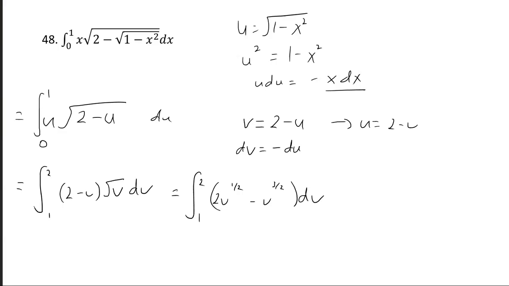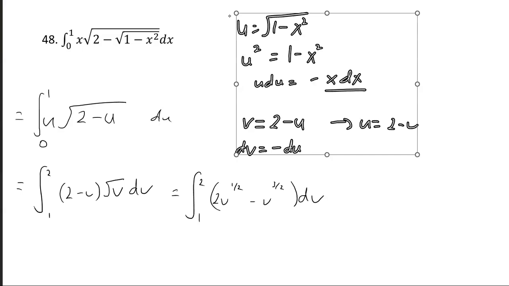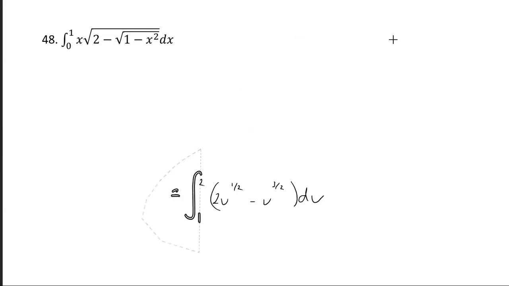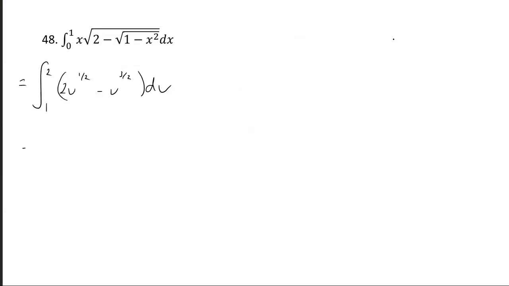Okay? This is a definite integral, so I can technically erase all this since I changed my limits of integration. I need space, so I'm going to shift things up now. So then this becomes 2 times 2/3 v to the 3/2 minus 2/5 v to the 5/2. We evaluate this from 1 to 2.